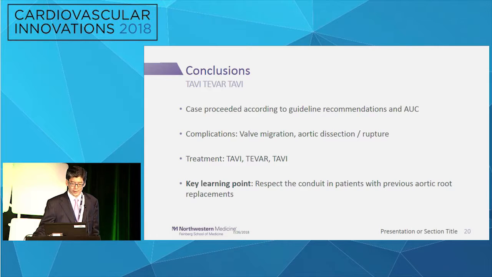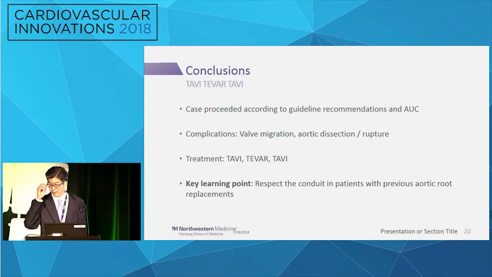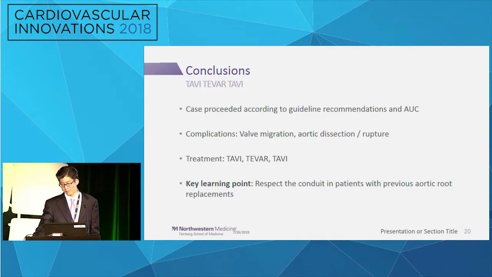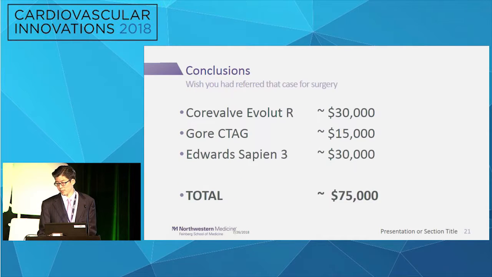But in conclusion, I think this case proceeded according to guideline recommendations, high risk and prohibitive risk. Alan Zajarias is trying to study low-risk patients with a valve-in-valve trial with an Edwards Sapien 3. Complications here, we had a valve embolization, and we'll throw in a little bit of aortic dissection and rupture. So the treatment was a TAVR, TAVI case. The key learning here is respect that valved conduit in patients who had a previous aortic root replacement.